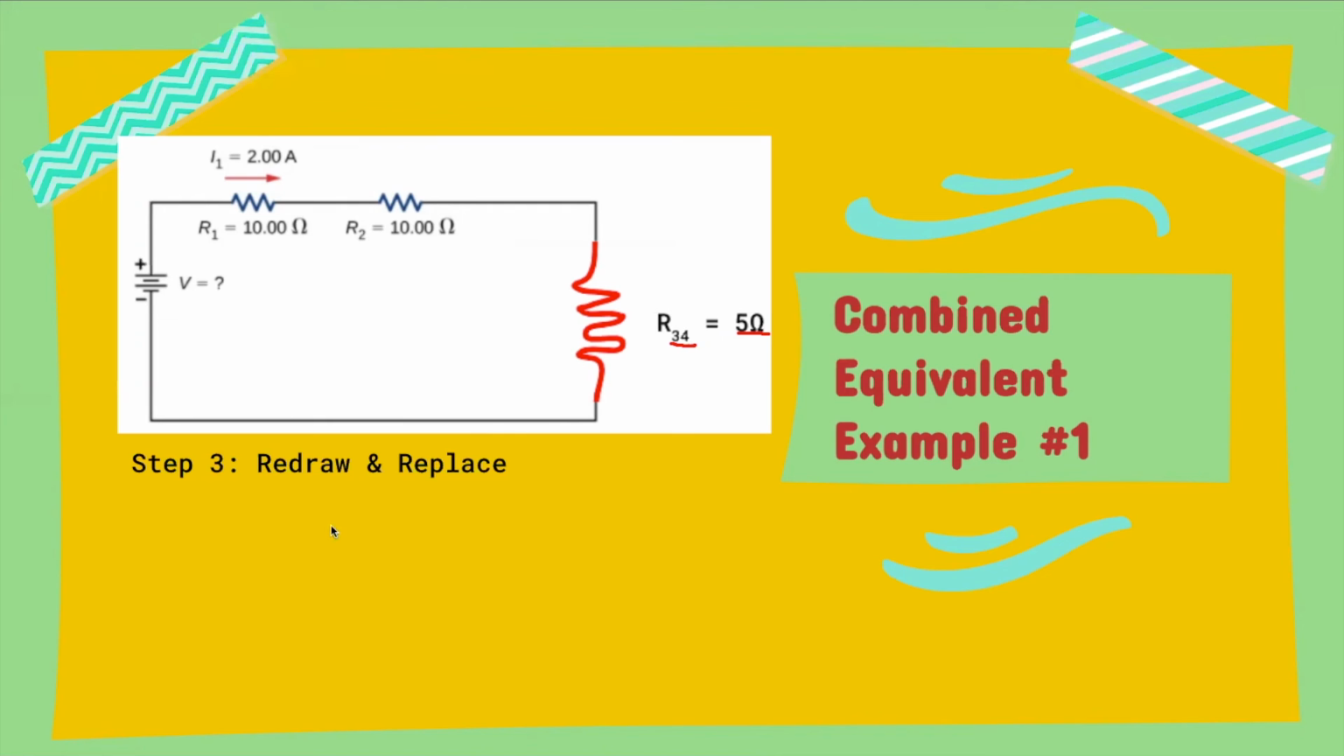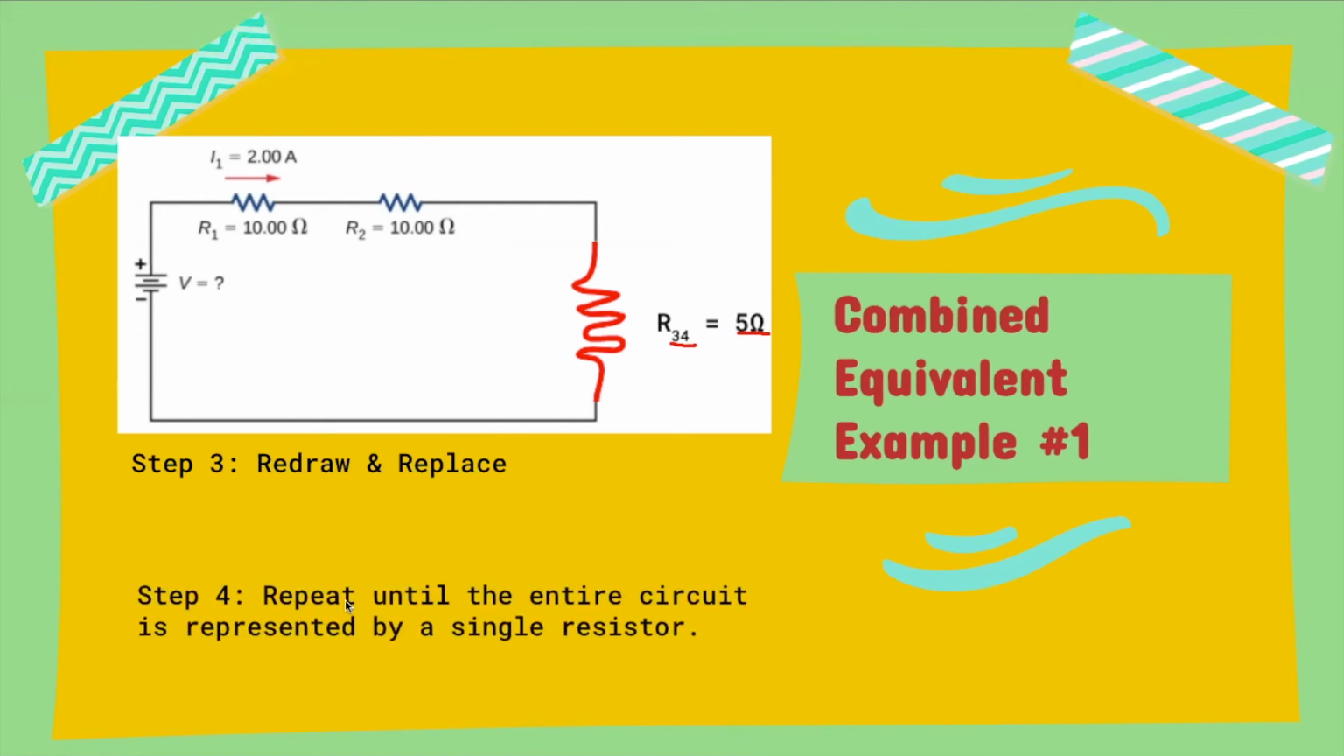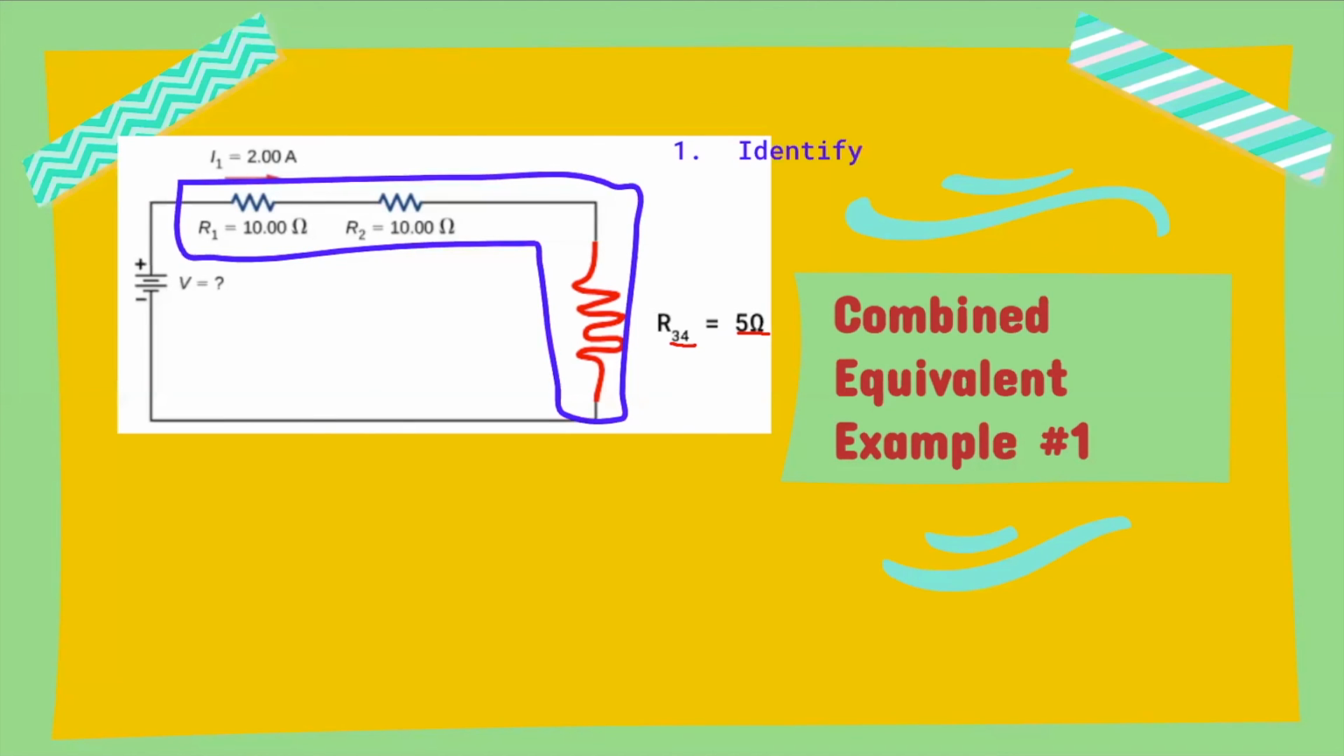I see that I'm not done though. I need to repeat until the entire circuit can be represented by one resistor. And I still have 3 resistors. So I'm going to redo this, all right? So I see of my remaining resistors that they're connected in series. So I start at the top, identify. These 3 resistors are connected in series. All right, calculate equivalent resistance, step 2.